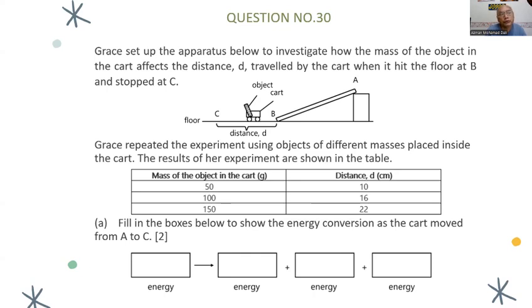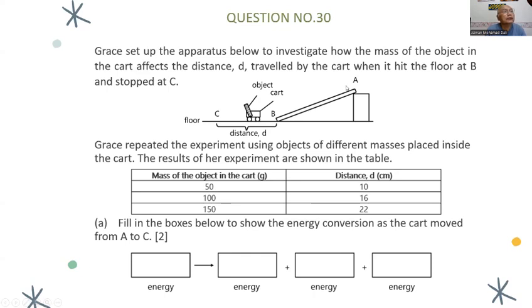So maybe if you want to do additional notation, you can use blue pen so that you know, oh, this is extra that you put in, and this extra that you put in is your interpretation of the question. It's not in the question. So whatever is in the question is in black. Okay, so Grace set up the apparatus below to investigate how the mass of the object in the card affects the distance d. This is an aim statement. How the mass of the card affects the distance d traveled by the card when it hit the floor at B and stopped at C.